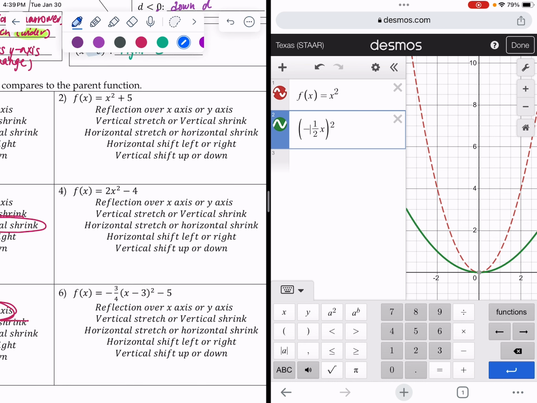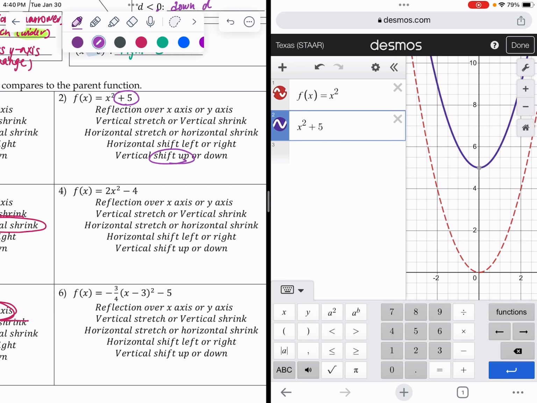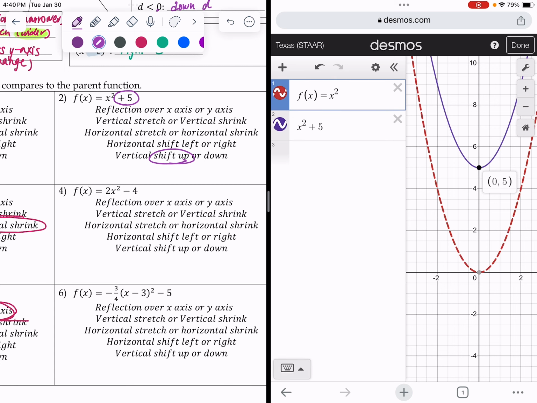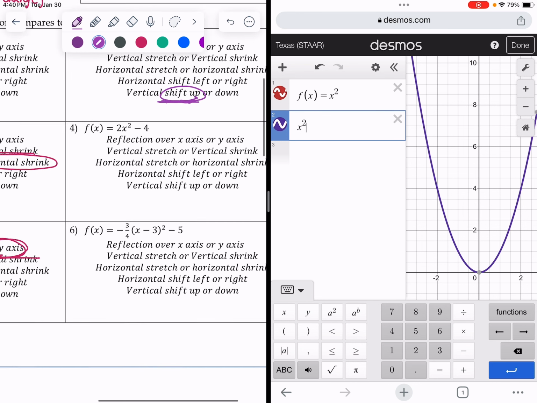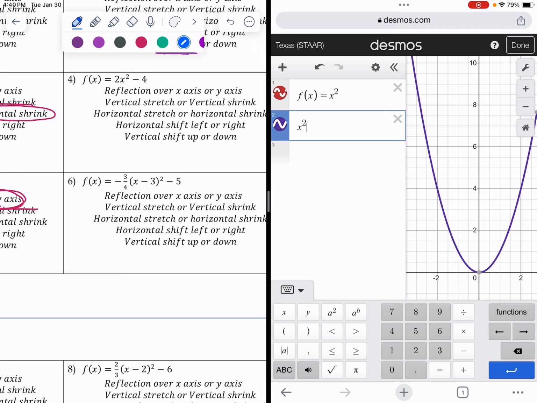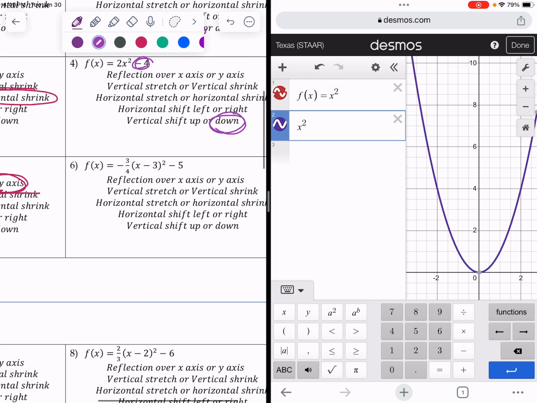Okay, on number 2, I see a +5. And so I know it's moving up. When in doubt, you can graph x² plus 5 and see that it's been moved up 5. Once you've noticed it's moved up 5, you can delete the up 5 to compare and see it's not wider, it's not narrower, so that's the only thing that's happened. Okay, this next one, the -4 out here is going to move it down 4. This last one, the -5, is going to move it down 5.